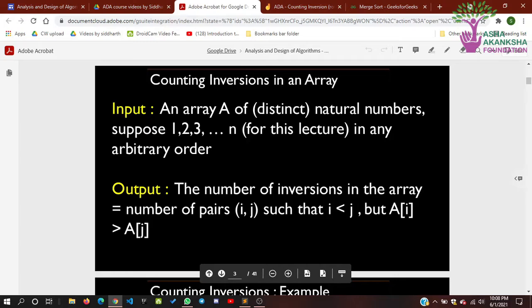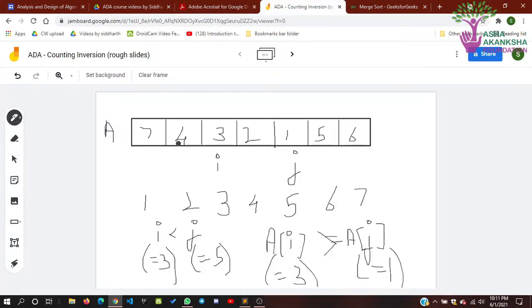Now, what do we have to output? We have to output the number of inversions in this particular array. Now, what is the number of inversions in this array? Suppose A is a given array and there are numbers from 1 to 7 stored in this particular array in any random ordering. This is the indexing of the array starting from 1 and ending at 7.